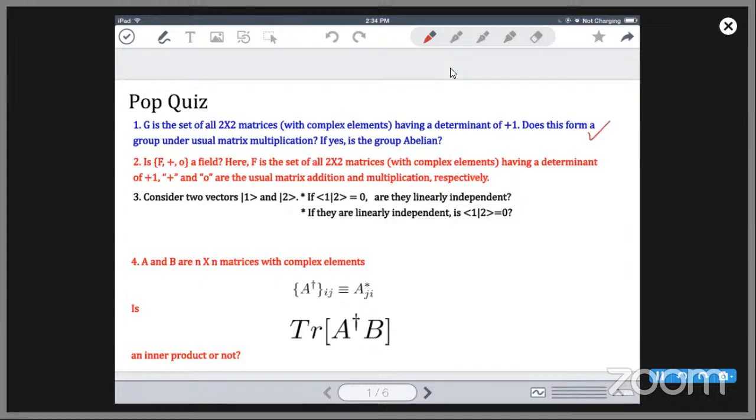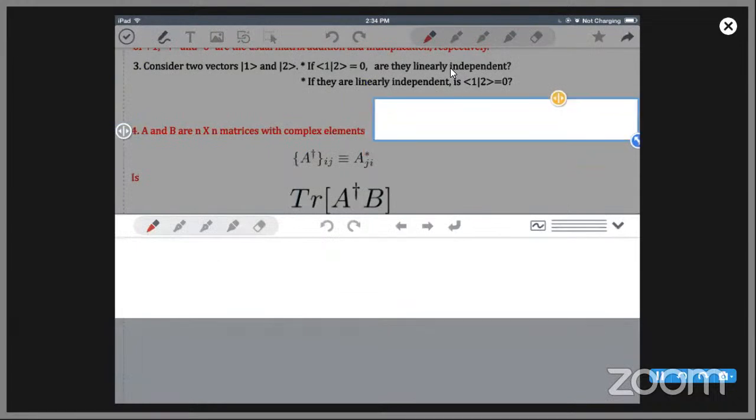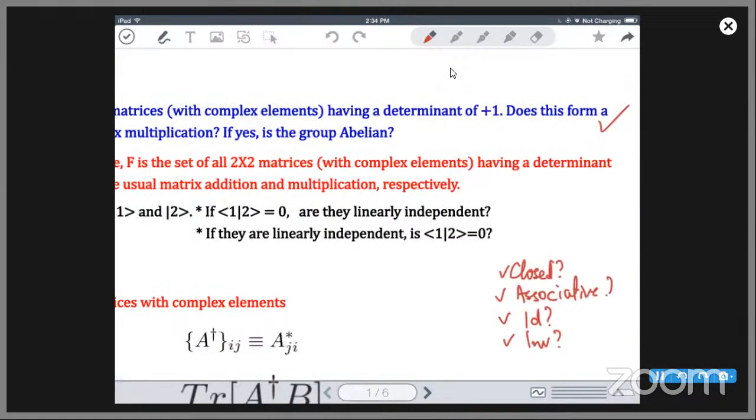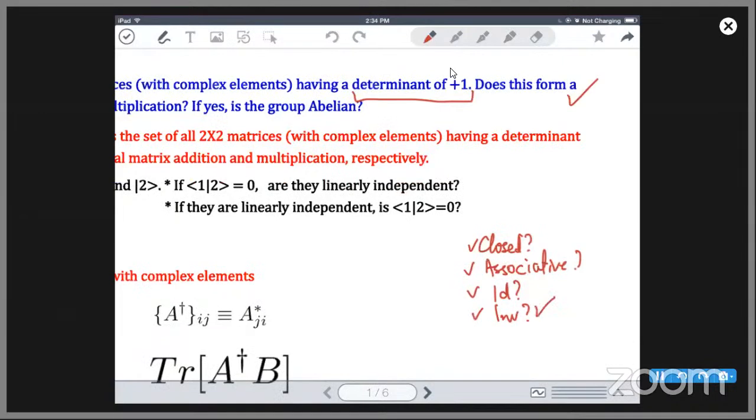To form a group, you check whether it's closed, whether there's associativity, whether there's an identity, whether there's an inverse. Since the determinant is 1, you can be sure that there's an inverse. If the determinant were 0, then some of the matrices would have inverses, some would not. In this case, the determinant is 1, so it will have an inverse. Does it have an identity? Yes, the identity matrix. Associativity and closure.